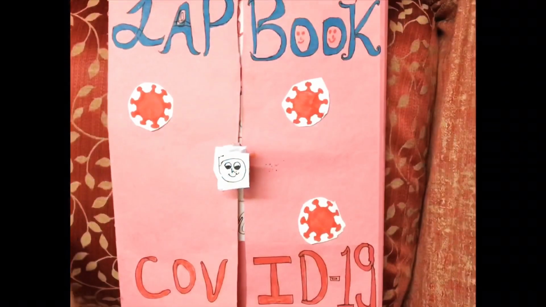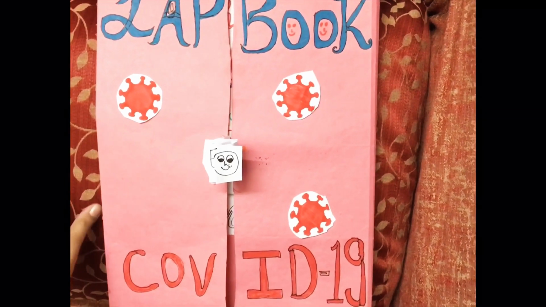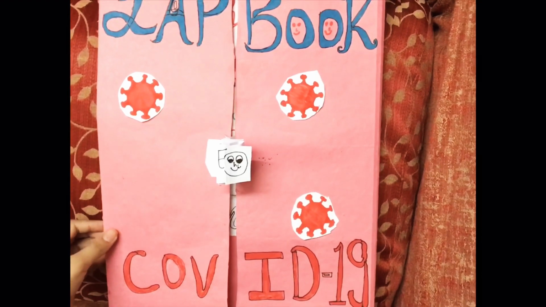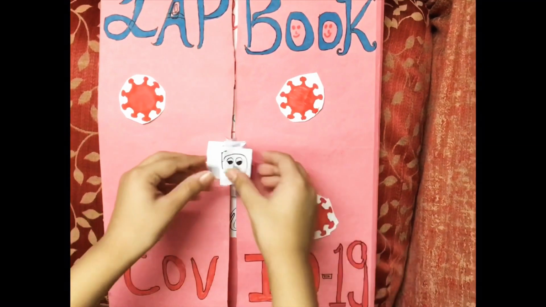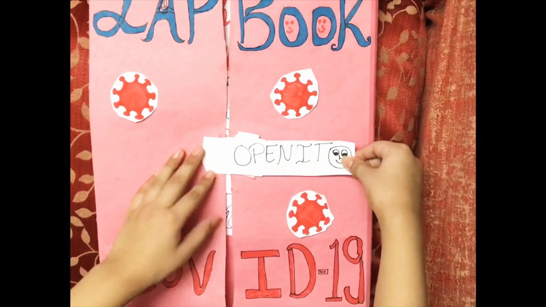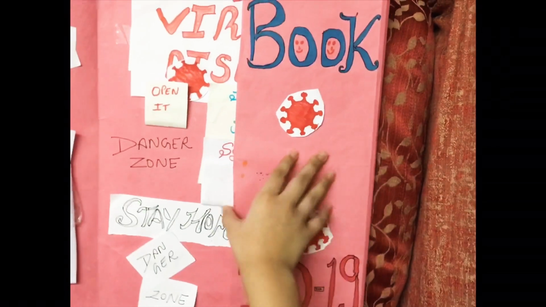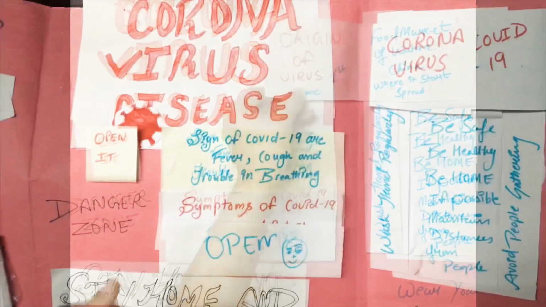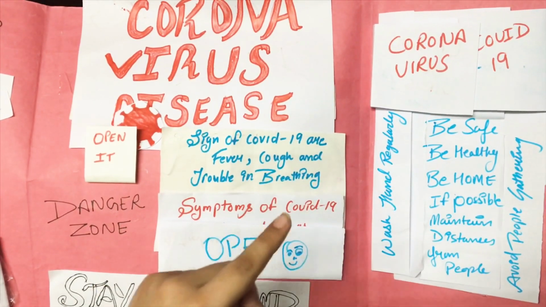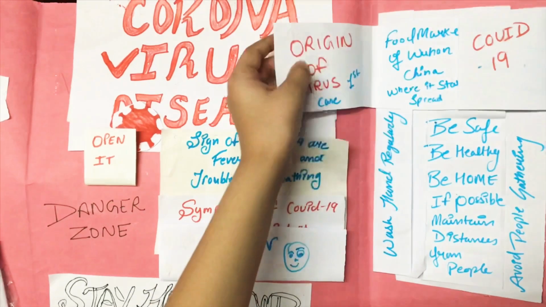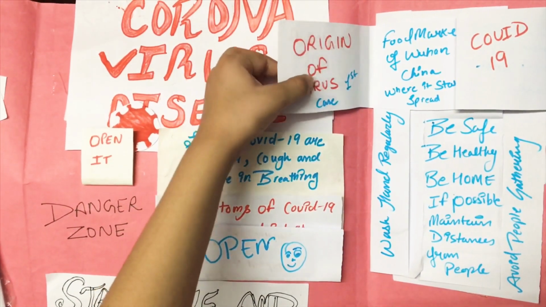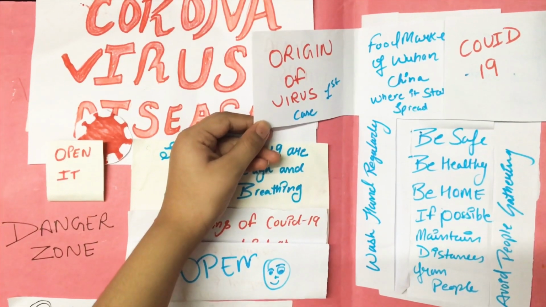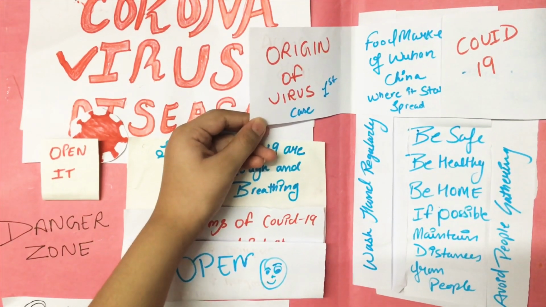The second example, it seemed like the first, but it has some changes. It's open like it. I have written the origin of virus. Origin of virus, first case: full market of Wuhan, China, where it started to spread.